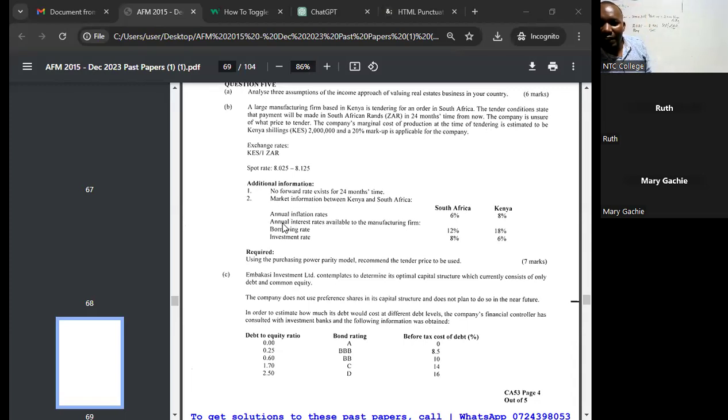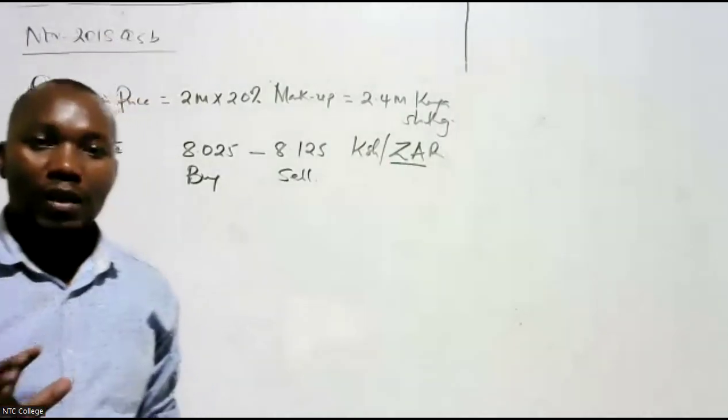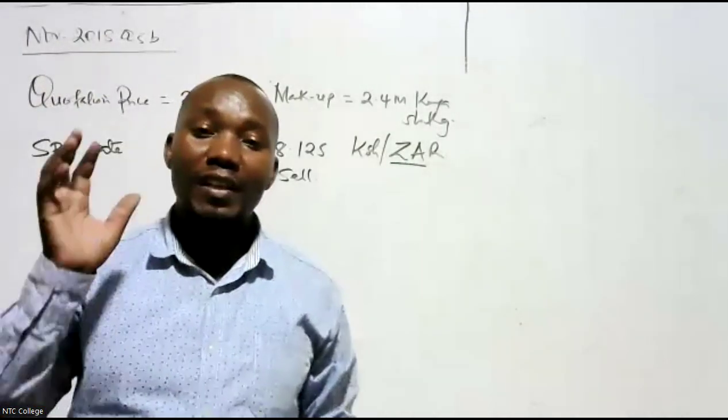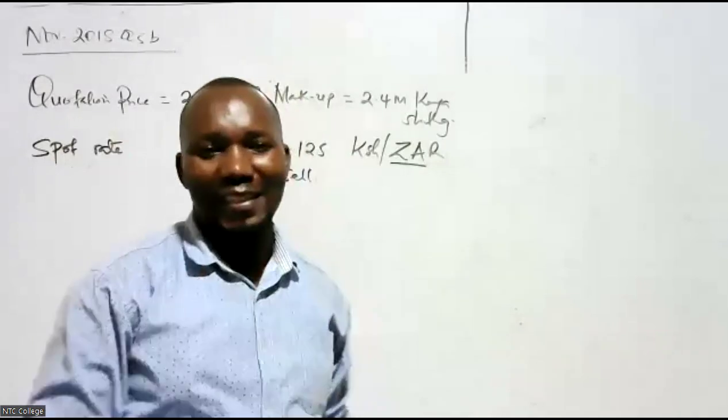They are saying that annual inflation rate is 6% for South Africa and 8% for Kenya. Annual interest rates are available as follows for manufacturing firms. Borrowing rate is given as 12 for South Africa and 18 for Kenya. Investment rate is given as 8 and 6. Using the purchasing power parity model, recommend the tender price. So what are they telling you? They need you to get the forward rate using purchasing power parity, right?